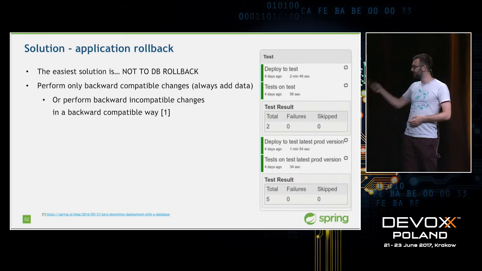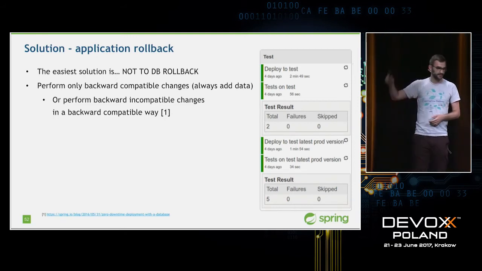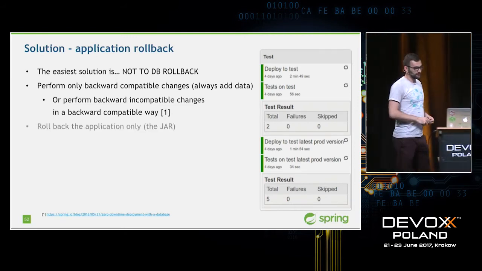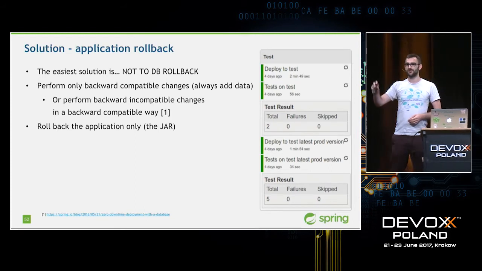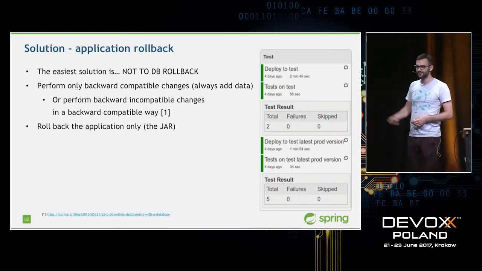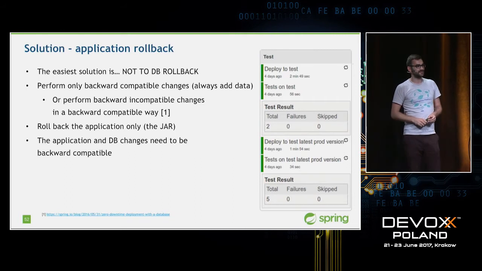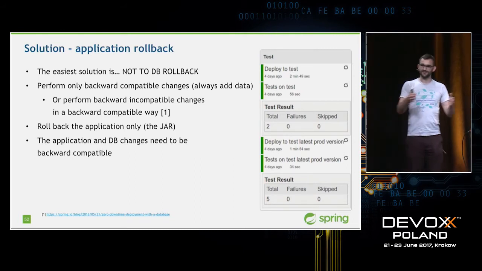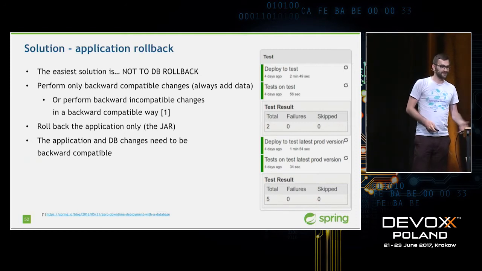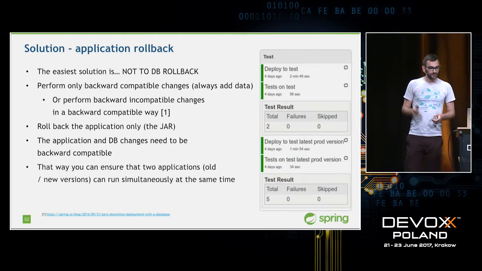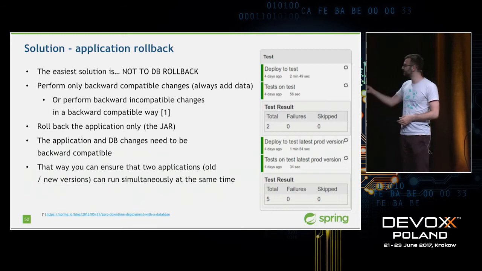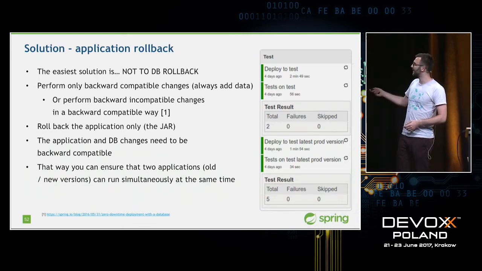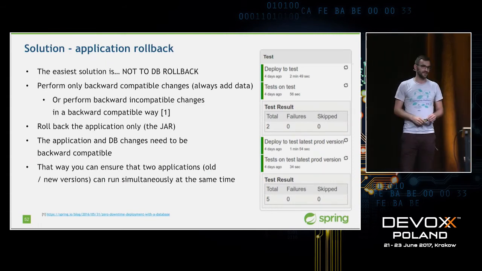You can check out my blog post called Zero Downtime Deployment with the Database at the Spring.io blog. But what happens is that we want to roll back the jar only, the application, not the database. Which means that if you can test it, we can be sure that the database changes are backward compatible, right? So what we're doing is we're searching for the latest production deployment, and we're testing it against the changed version of the database schema. I'm going to show you that on slides in a second.